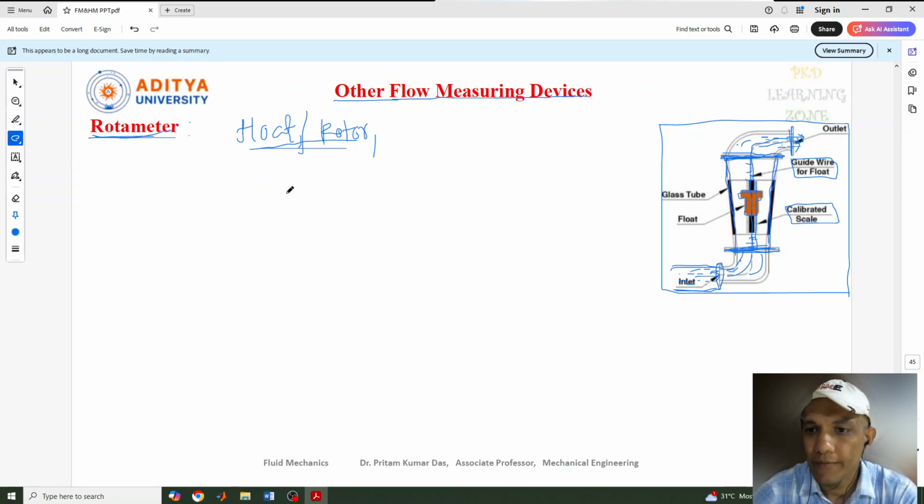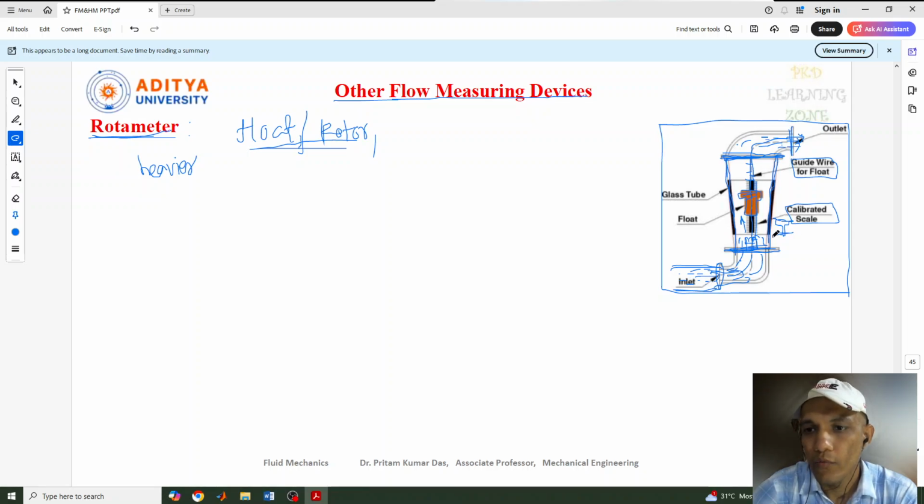This float is a little bit heavier than the liquid which is flowing, so the float always sinks in the liquid. It may be water or any kind of liquid, so it always sinks in the water or in the fluid. Then when the liquid flows, it gives a force to move the float upward. Otherwise it settles on the bottom side, placed like this here.